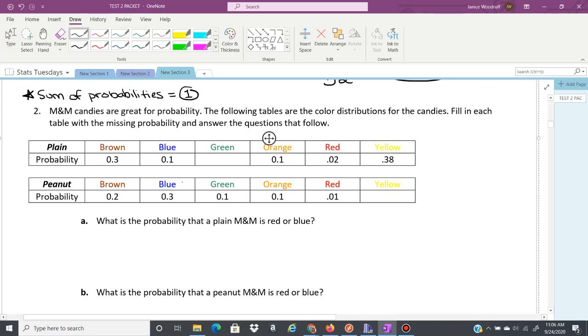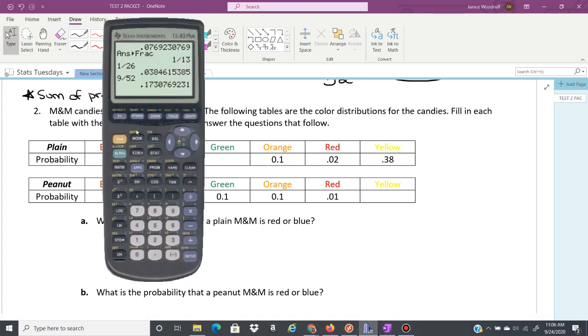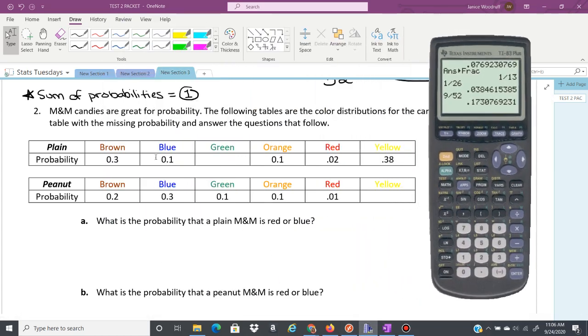So when I'm looking at this table, and M&Ms are really good for probability. I think we discussed that before when we were talking about standard deviation. They're good for probability as well. So this was pulled from the M&M website a while ago. I think it's been about 10 years since I pulled this data. It's probably pretty similar. But the missing probabilities here. So in a probability table, if I add all of these numbers together, I should get 1. So if I'm missing 1, I can find the missing one.